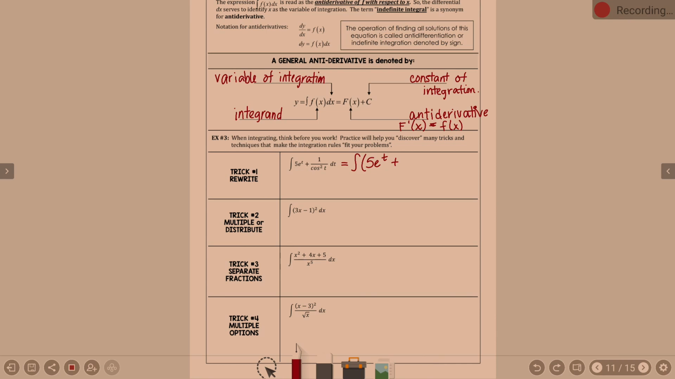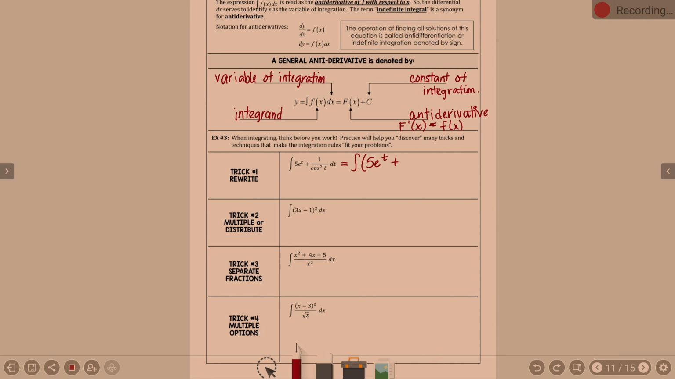My suggestion would be to get cosine squared out of the denominator. One option would be to say cosine to the negative second. To get it out of the denominator, you can make it cosine to the negative 2. However, then you have to ask, what's the integral of cosine to the negative second? That's not one we know.